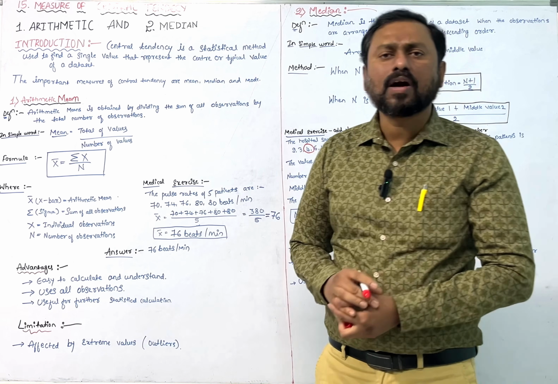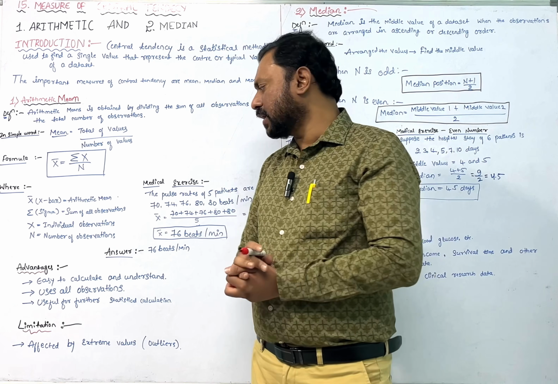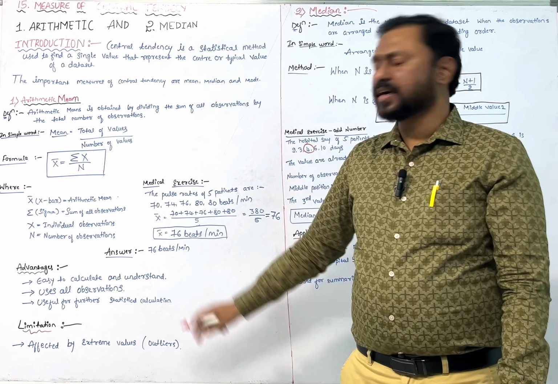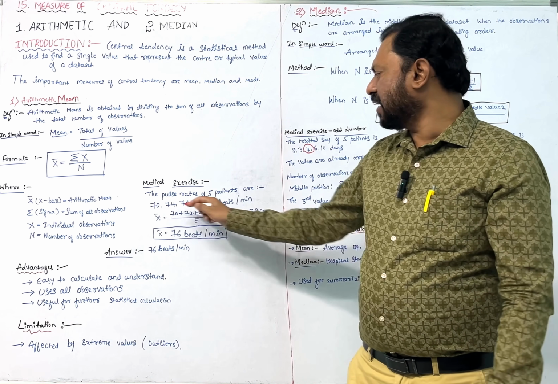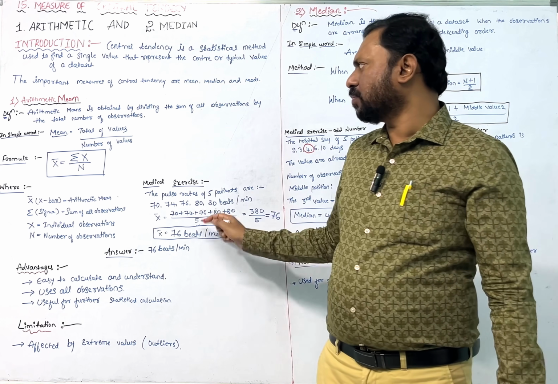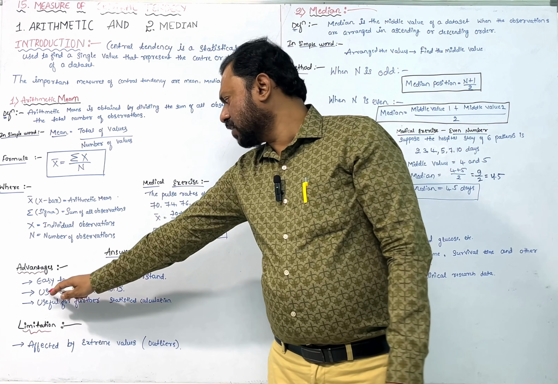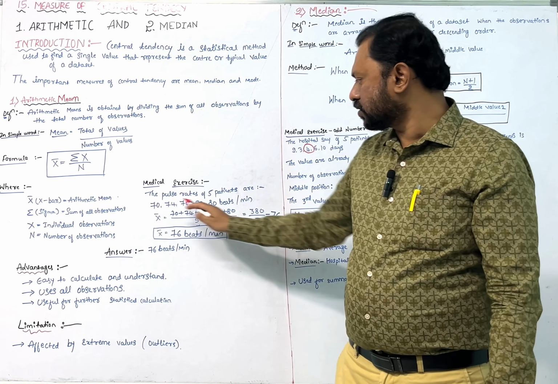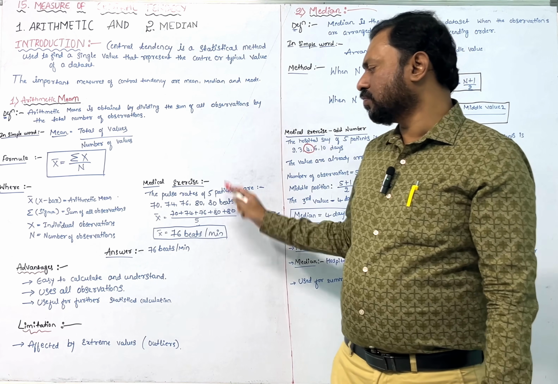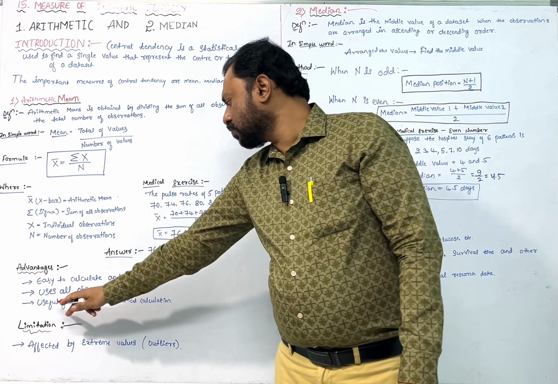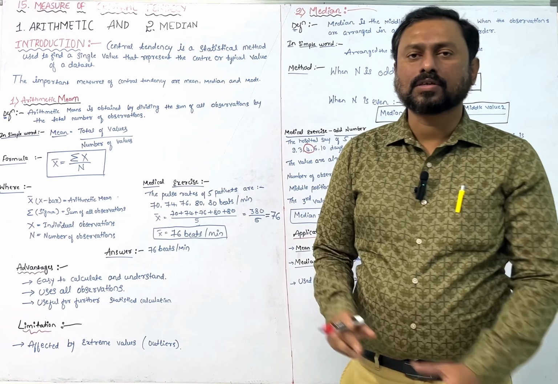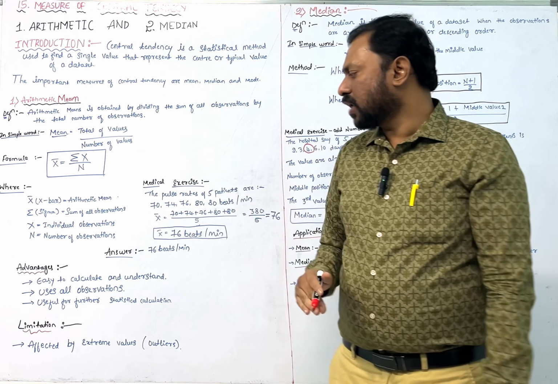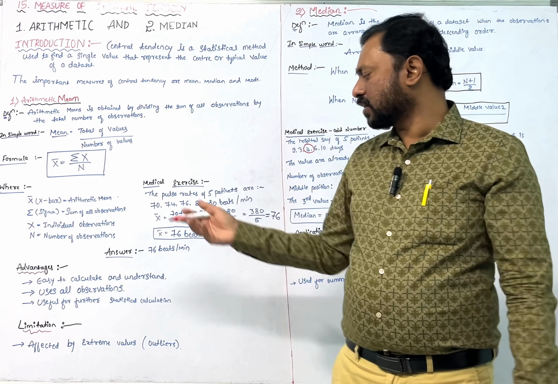Now, the advantages: where are we using this central tendency, and what are the benefits? First, it is easy to calculate and understand; you just add everything and divide by the number of values. Second, it uses all observations, from the first to the last. Next, it is useful for further statistical evaluation, like standard deviation and other places also. The mean is used for further calculation as well.